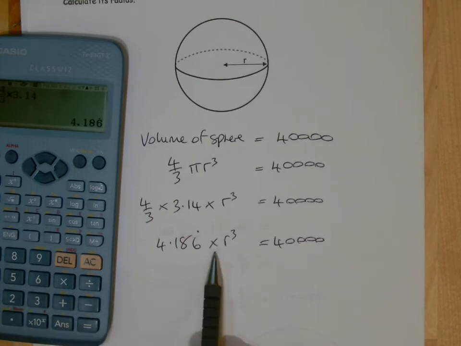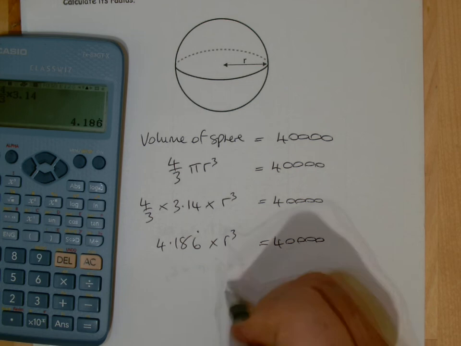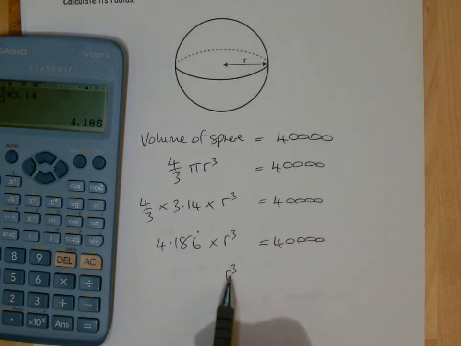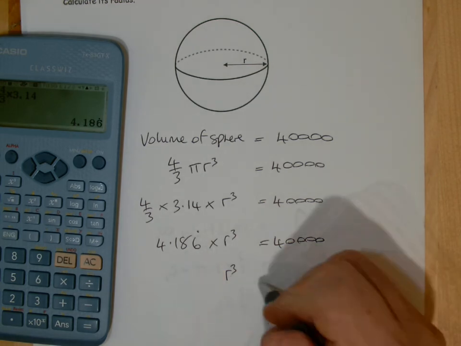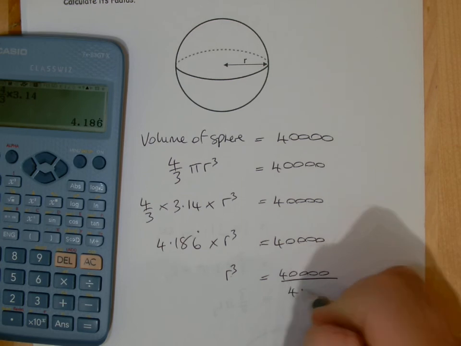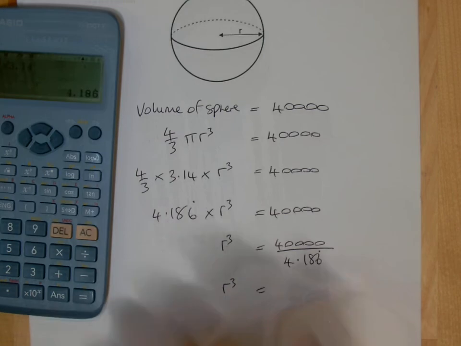Of course, because we're timesing by this, we can get r cubed on its own, yeah? Don't forget, it is r cubed, so we have to keep it as r cubed for a minute, but we can get it on its own. Timesing by this, so just take it over to the side and divide. Then I can work out what r cubed is.